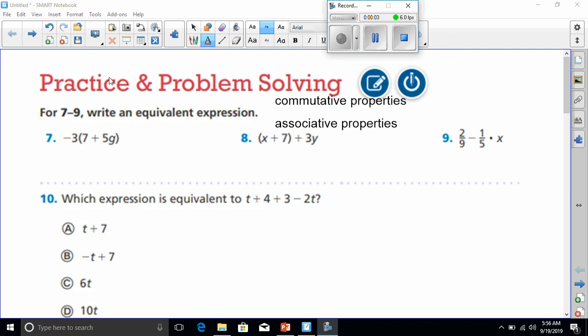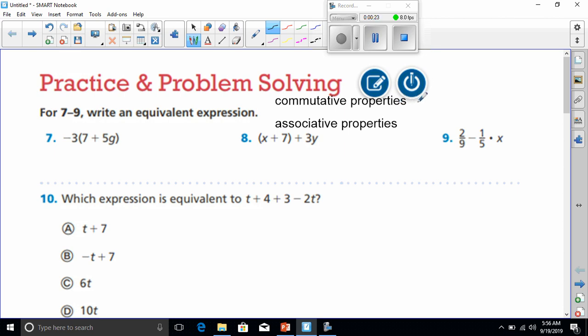Today we're going to be doing practice and problem solving for generating equivalent expressions. Before we start, I want to go over two basic concepts that we went into in class that I don't want you to forget. One is commutative properties, the other is associative properties. I'm going to give you examples of each.